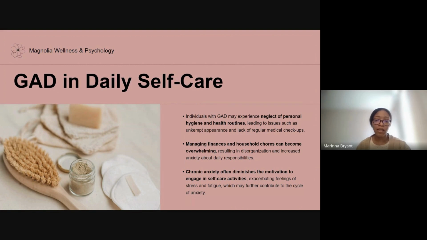GAD is daily self care. So, generalized anxiety disorder and self care. So, we have individuals with GAD may experience neglect of personal hygiene and health routines, leading to issues such as unkept appearance and lack of regular medical checkups. And then we also see that them having struggles with managing finances and household chores can become overwhelming, resulting again in disorganization and increased anxiety about daily responsibilities. And overall, chronic anxiety often diminishes the motivation to engage in self-care activities, thus exacerbating feelings of stress and fatigue, which may further contribute to the cycle of anxiety, as I would like to call it the stress loop.